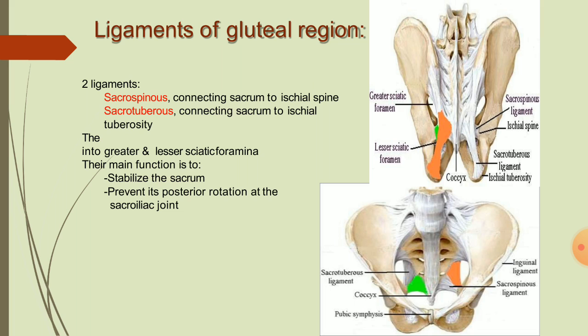The ligaments of the gluteal region are two: the sacrotuberous and sacrospinous ligaments. The sacrospinous ligament connects the sacrum to the ischial spine, and the sacrotuberous ligament connects the sacrum to the ischial tuberosity. They are attached to the greater and lesser sciatic foramina, and their main function is to stabilize the sacrum and prevent its posterior rotation at the sacroiliac joint.